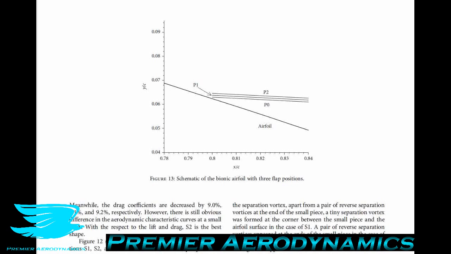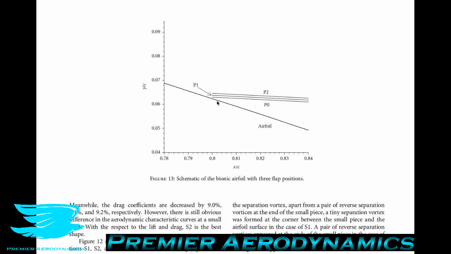Now P0 is almost attached. That's the closest flap to the suction surface. P1 is staged 0.08% of the chord off of the surface, and P2 is double that, so 0.16% of the chord.